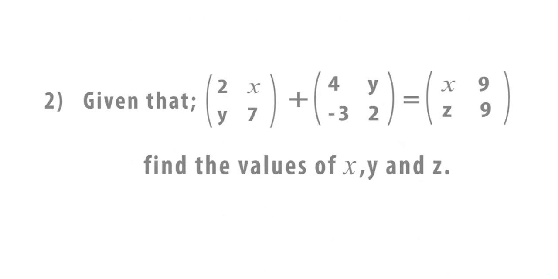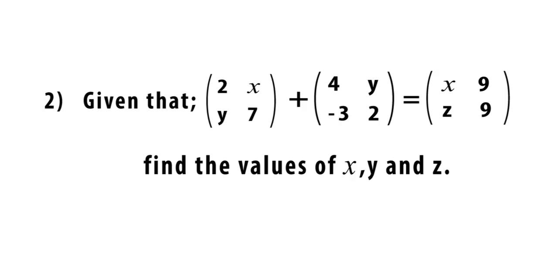Given that the matrix 2x, y, 7 plus the matrix 4y, negative 3, 2 is equal to the matrix x, 9, z, 9. Find the values of x, y, and z.